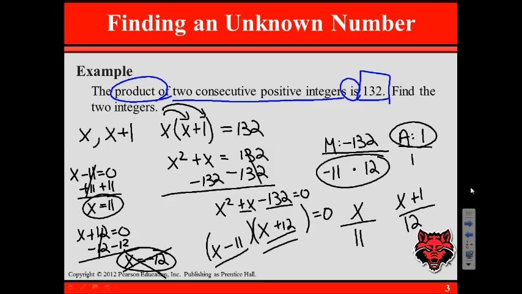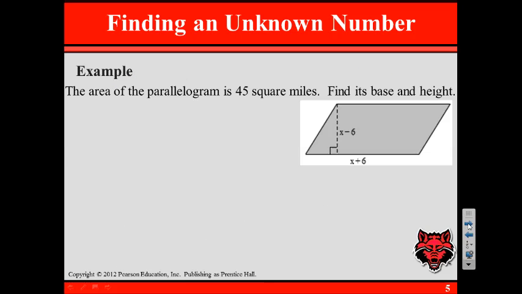The two positive consecutive integers that multiply to 132 are 11 and 12. Let's try another example. The area of the parallelogram is 45 square miles. Find its base and height. And the parallelogram is shown.